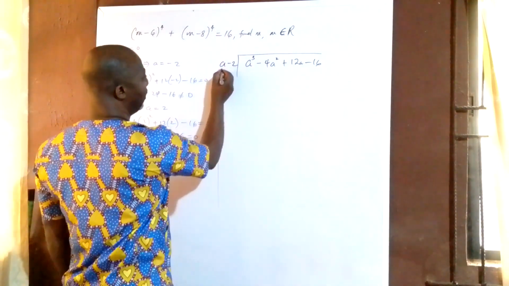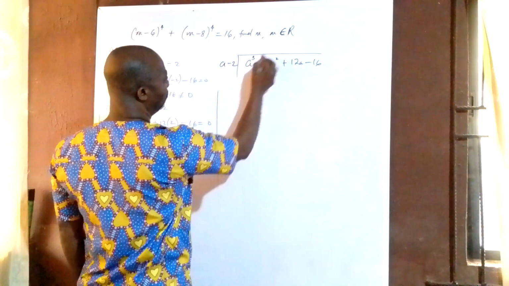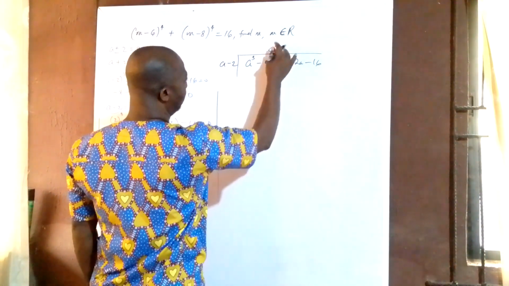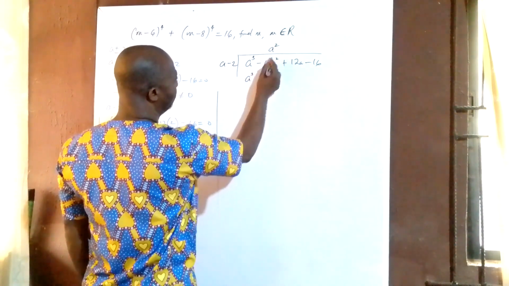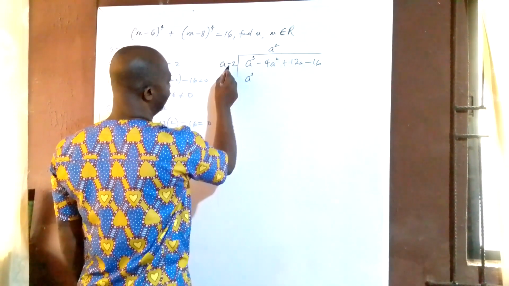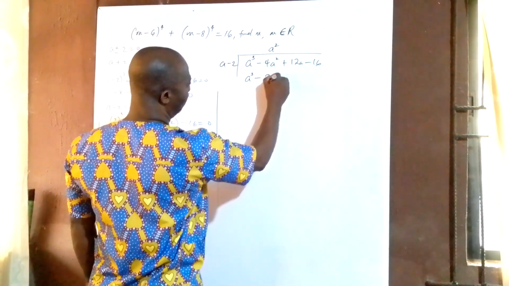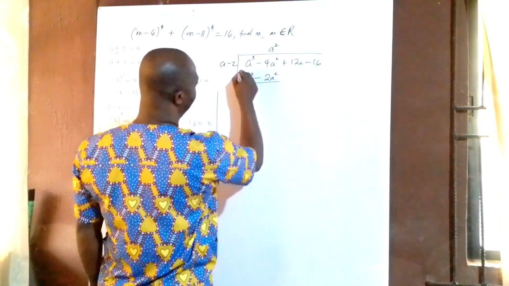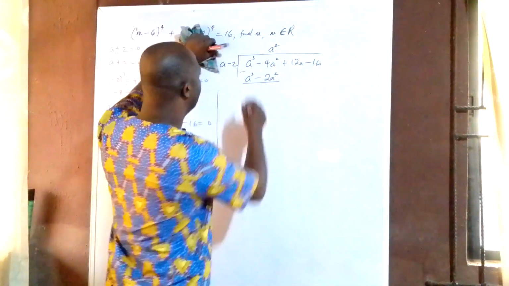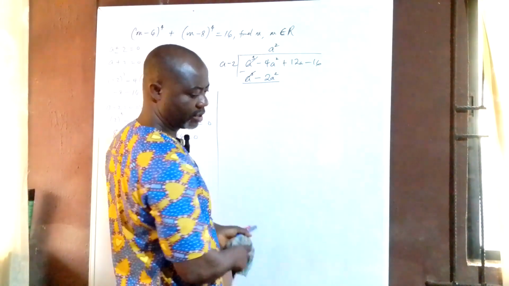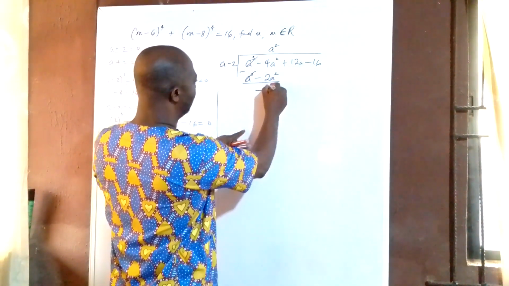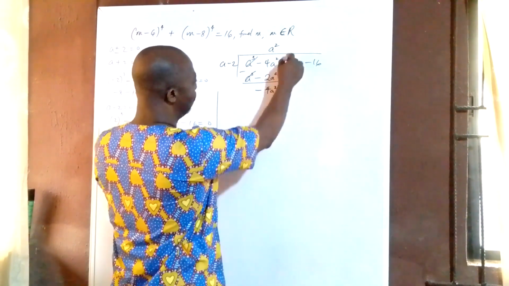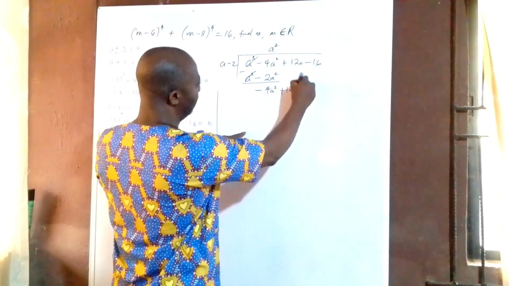First we pick a to divide a cubed. That will give us a squared. A squared multiplied by a gives us a cubed. A squared multiplied by minus 2 will give us minus 2a squared. So let's find the difference. Of course, this will go, and then we have 4a squared. Then we'll bring down plus 12a.